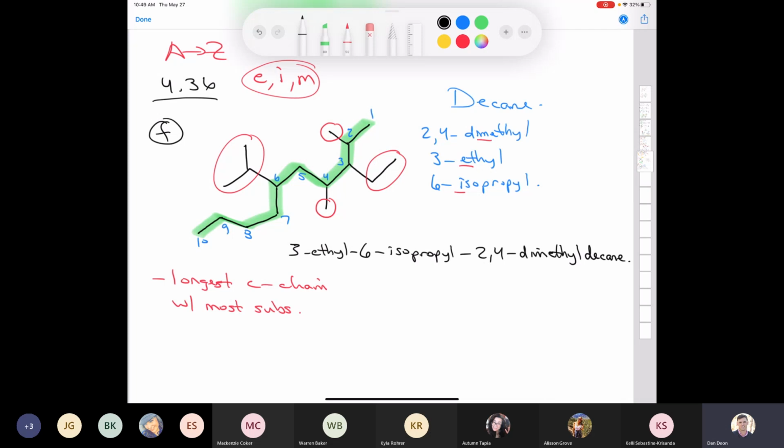3-ethyl, 6-isopropyl, 2,4-dimethyl decane. And again, the importance of knowing how to name compounds using IUPAC nomenclature is that it allows you to communicate with other scientists all across the world. All right, when you're discovering a new blockbusting drug, let's say, you want to be able to communicate that with your friends.